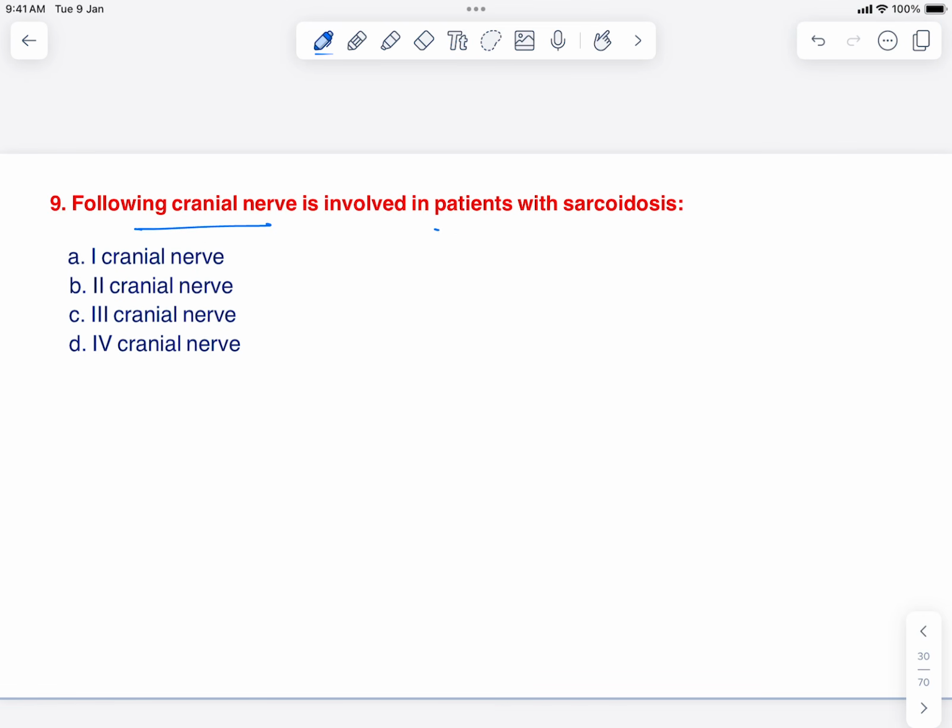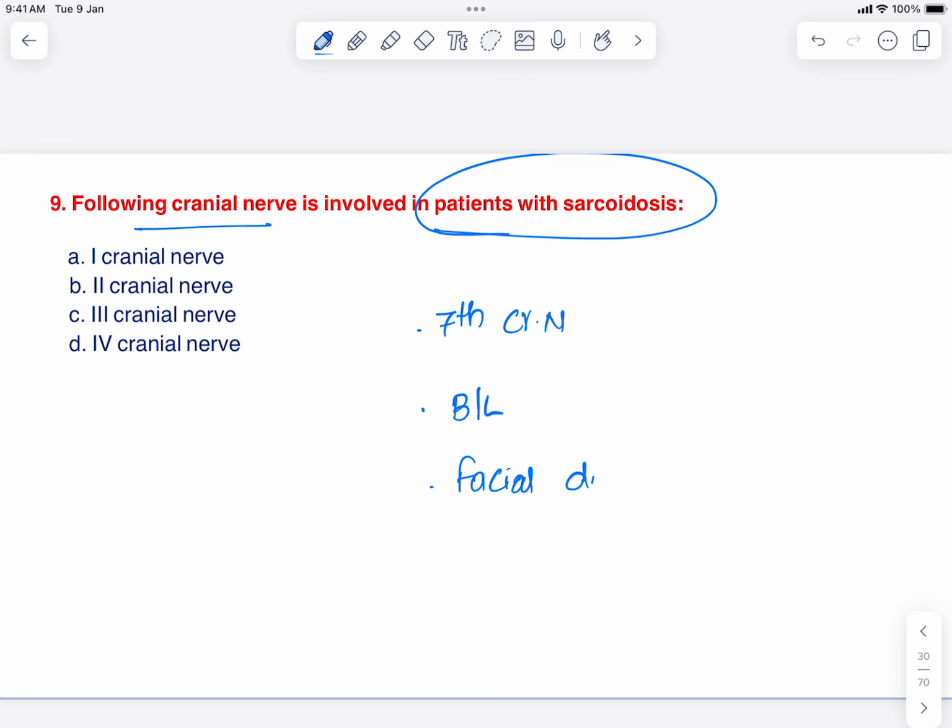Which of the following cranial nerves is involved in patients with sarcoidosis? The options are first, second, third, fourth. So once you get this question of sarcoidosis and the cranial nerve, your eye will be searching for the seventh cranial nerve, right? And that too, it is bilateral seventh nerve involvement in sarcoidosis, and that will result in what is called facial diplegia, right?